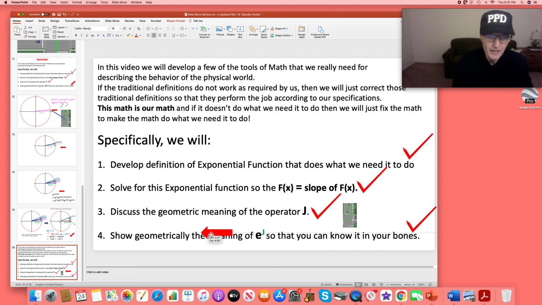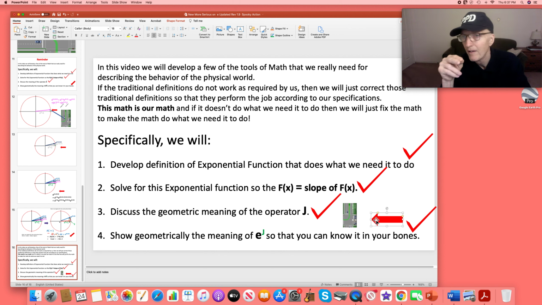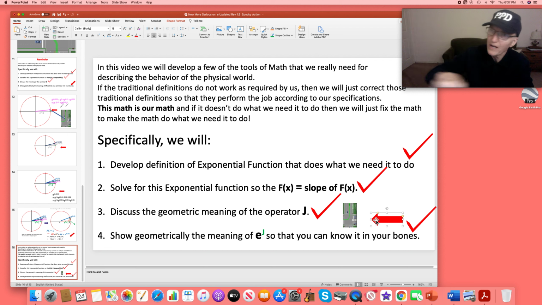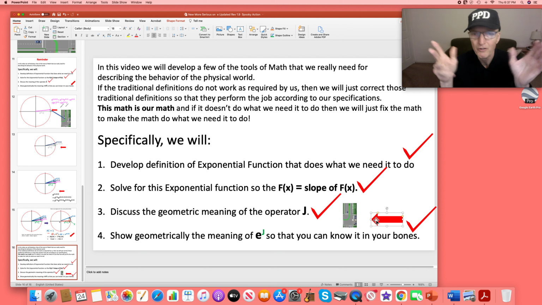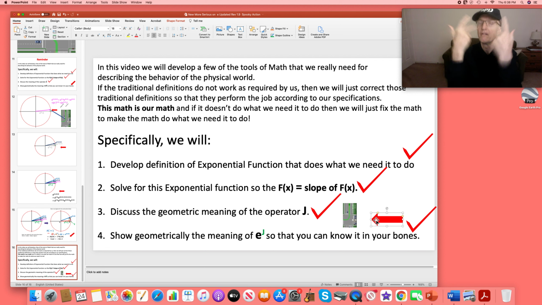And then we showed geometrically the meaning of e to the j so that you can know it in your bones. And we did that. We showed how we get what e to the j, if you put some magnitude there, like time, for example, as time increases, it makes it go around and around and around in a circle with a constant radius equal to 1. And more than that, as a bonus, we got the Euler equation, e to the j theta is equal to, what was it? Cos theta plus j sine theta. It's right in the diagram, it literally jumps out at you, and we found that and we did that.